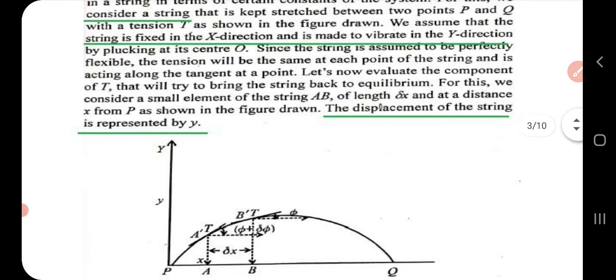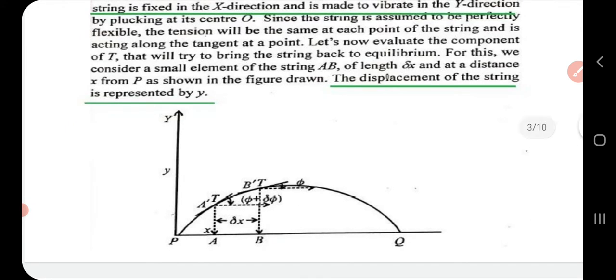Now here we assume that the string is fixed in the x direction and it is made to vibrate in the y direction. How do you develop vibration? You just pluck the string at its center O. Then vibrations will develop in the string, and we assume that those vibrations are in the y direction, whereas the string is fixed in the x direction.